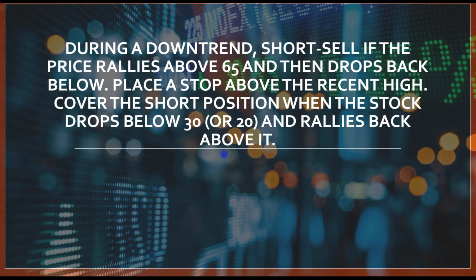So during a downtrend, a short sell-off: if the price rallies above 65 and then drops back below, place a stop above the recent high. Cover the short position when the stock drops below 30 and rallies back above it. So you want to watch as price breaks that 30 line, as the indicator breaks that 30 and goes into oversold and then bounces back up into that range again, as opposed to what too many people do: they look at it and say, look at that, it's falling all the way down to oversold, and they do something. You actually want to watch for the drops in and outs.